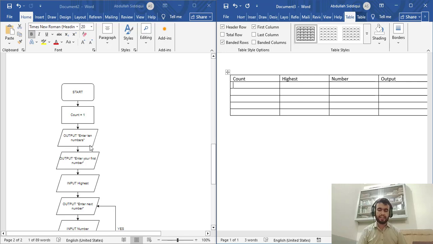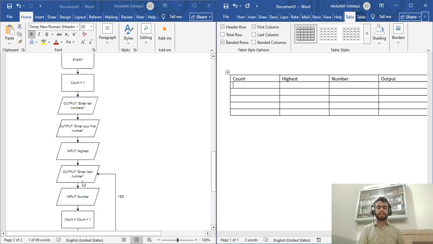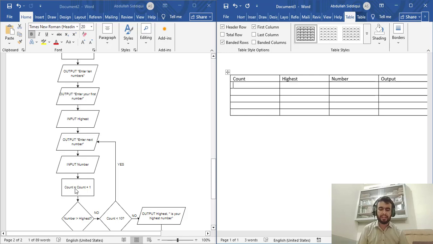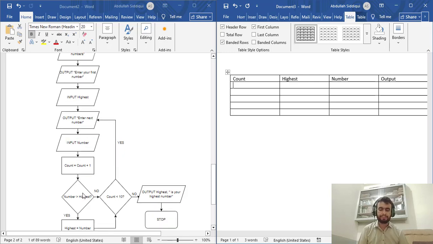Then we have the output: enter 10 numbers. Then the next output is enter your first number. Then we have to take the input, highest number. Then we have another output, enter the next number. We have to take the input and we have to increment the count by 1.